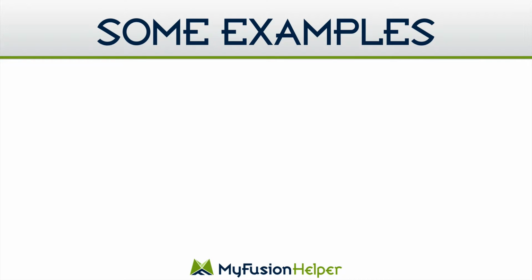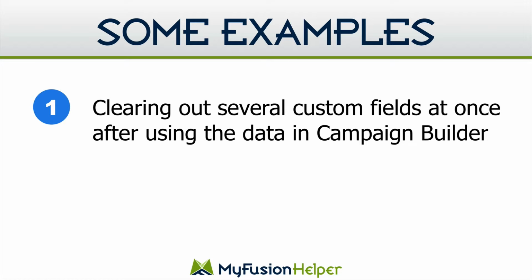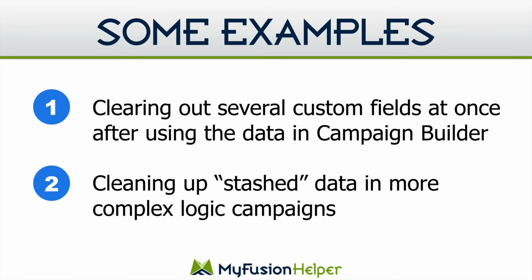So let's take a look at some examples of when you would want to use this. When you start doing more sophisticated campaigns and you're using custom fields, a lot of times you're going to leave a lot of mess behind, shall we say. And the Clear It just allows you to go in and clear those values out so that you don't leave any mess in the application and fields that should be clear.